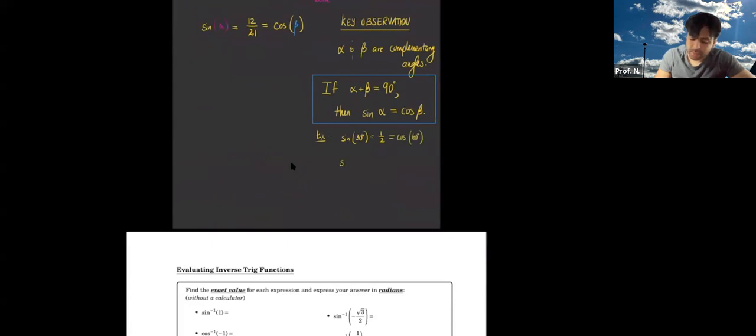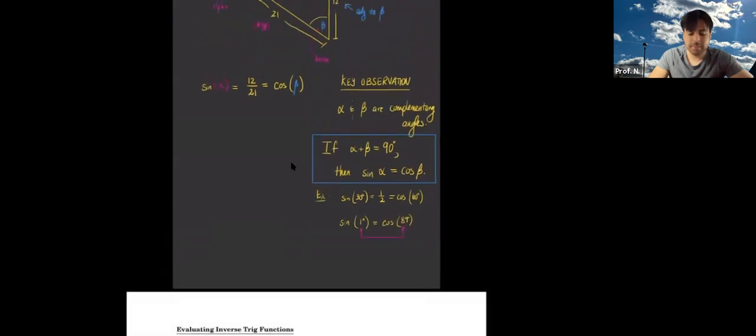Put anything else. Put sine, for example, of 1 degree. What's the complementary angle for 1 degree? 89 degrees. Cosine of 89, if you plug in your calculator, is equal to sine of 1 degree. As long as these angles add up to 90 degrees, then this relationship holds. That's why it's written this way. If this is true, then this is true. So that's the key observation here, guys.